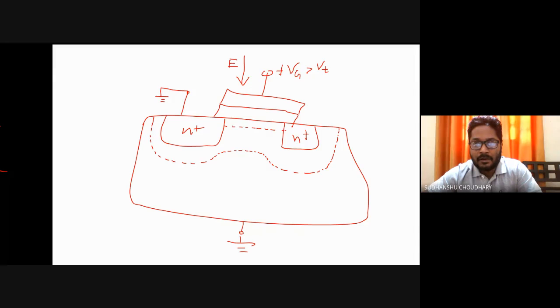that is an inverted channel, that is you have electrons under the gate, and through this channel, if you apply a drain bias over here, some positive Vd, the current can now flow from drain to source.